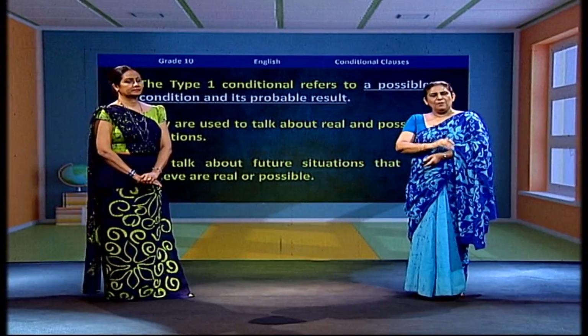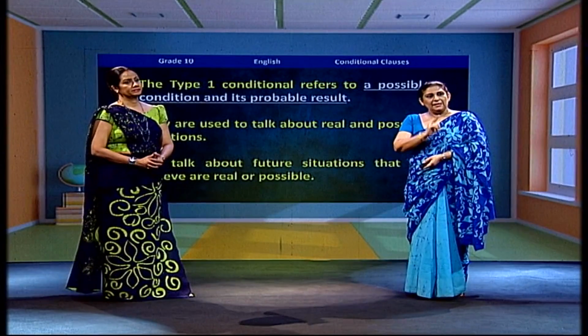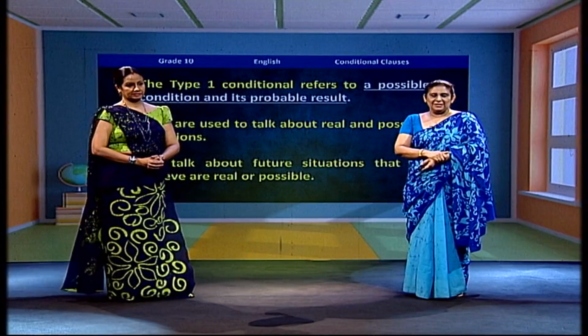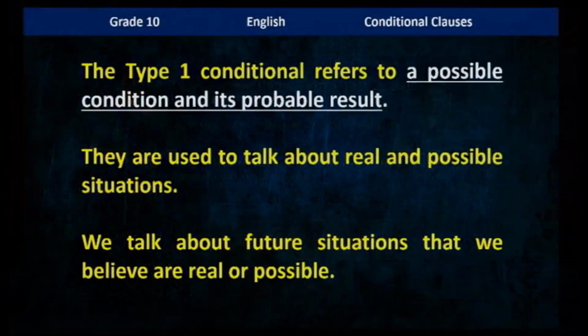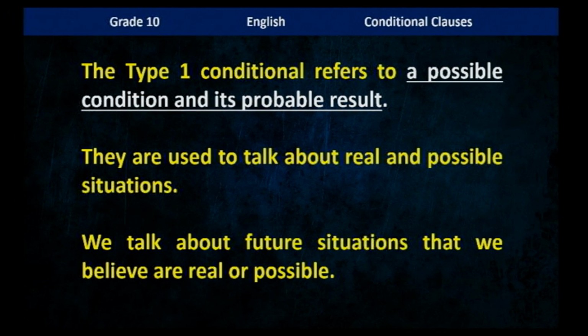Right. Now normally we use a possible condition and a probable result. It's possible to happen and it's probable. They are used to talk about real and possible situations. We talk about future situations that we believe are real and possible. So remember, these things can happen if one condition is fulfilled.